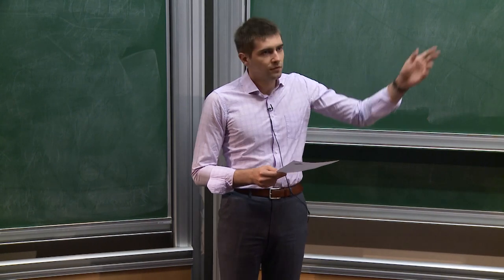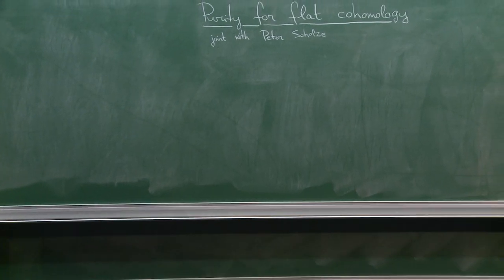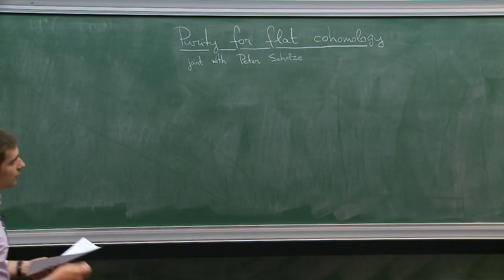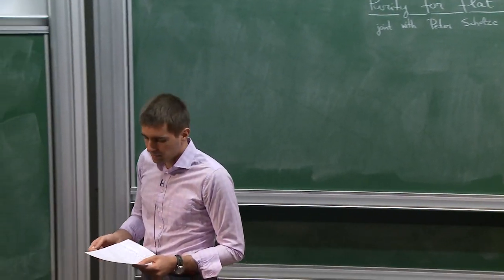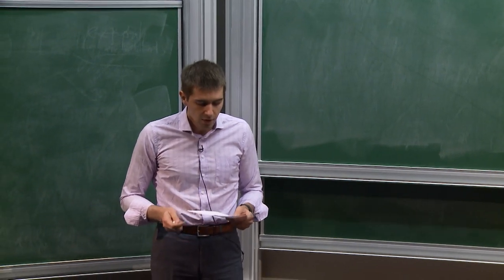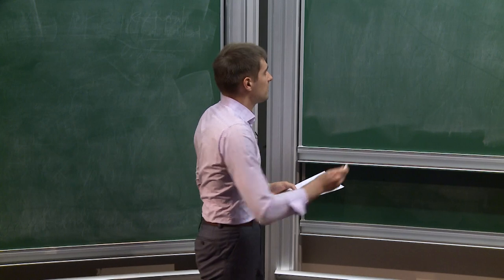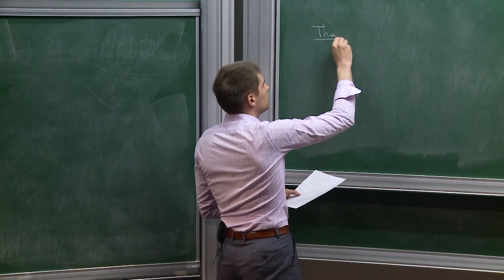So the subject within flat cohomology that I'd like to discuss is purity phenomena, and this is in fact a flat cohomology analog of Grothendieck's absolute cohomological purity conjecture, which was subsequently proved by Gabber. Let me just recall the statement of the latter to put the flat cohomology statement in perspective.